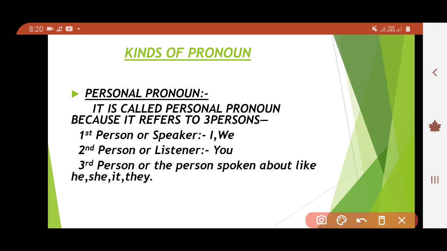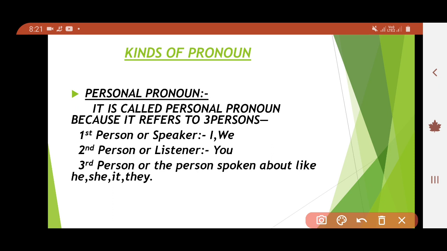Okay. The third person is the person spoken about, like he, she, it, they. That means what? First person is speaker, yes or no? Second person is listener, and the third person is that person. Third person is that person about whom we are speaking, about whom I am speaking, about whom you are listening. Okay? The third party, the third person.